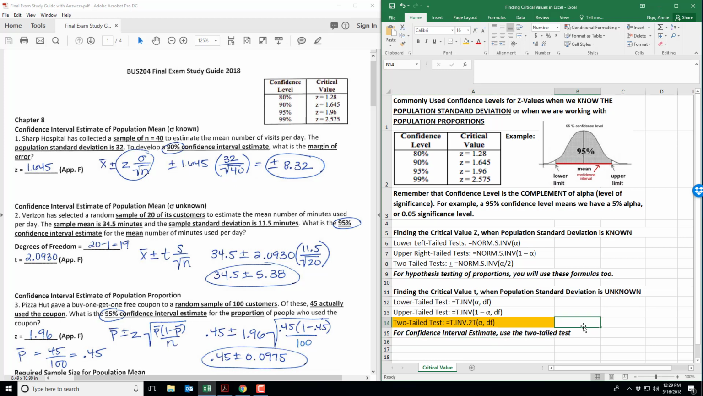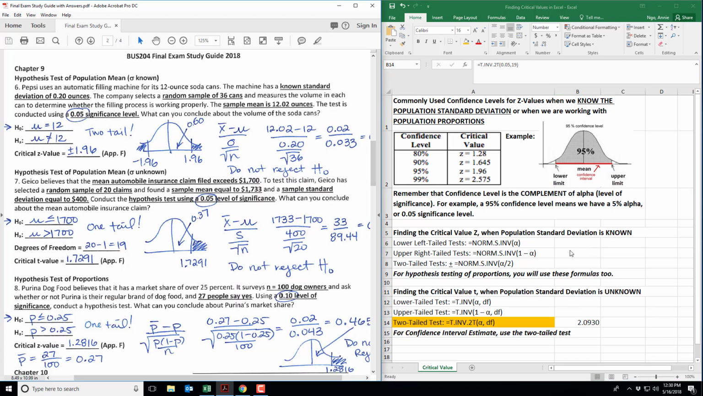So in problem number two with our Verizon example, I would type in equals t.inv.2t parentheses. And for my alpha, since our confidence level is 95%, my alpha is 0.05, comma, and then my degrees of freedom is my n minus 1, my sample of 20 minus 1, which is 19. So I'll go ahead and type in 19 into my formula. Then when I hit enter, I get the same critical T value as I did from my Appendix F.